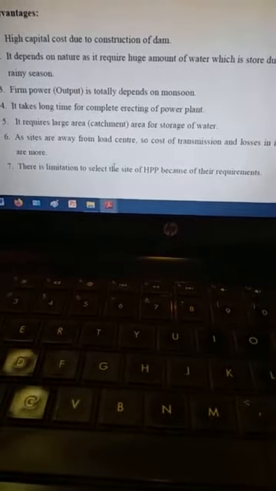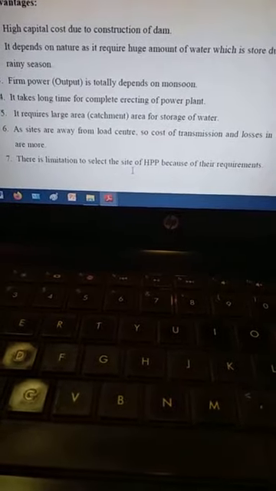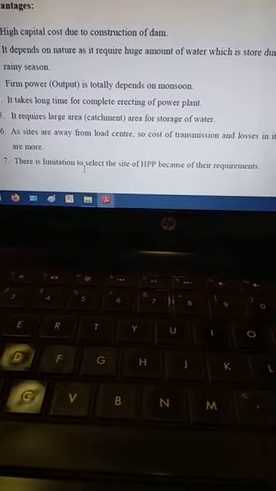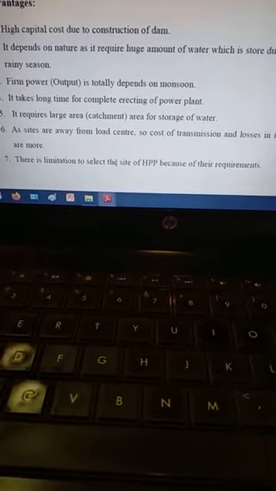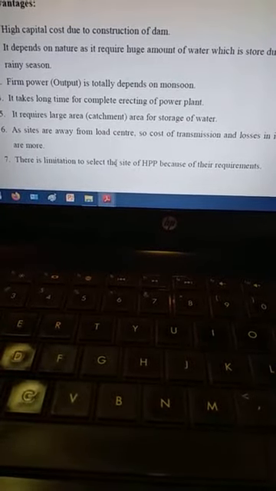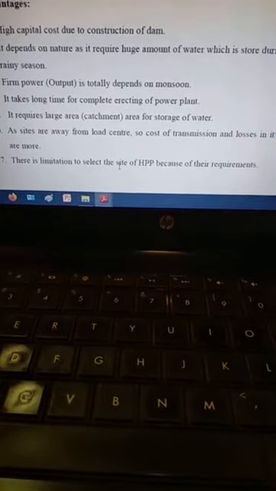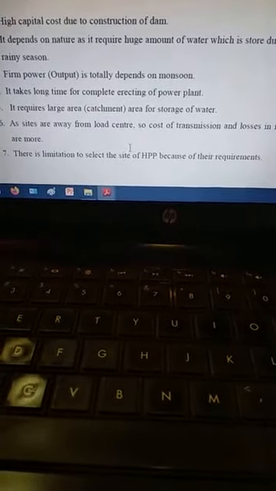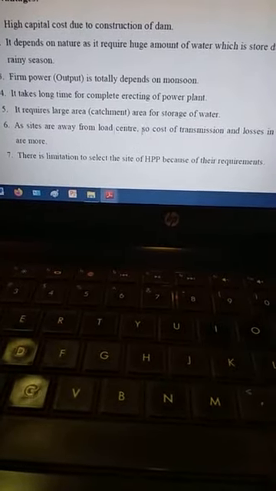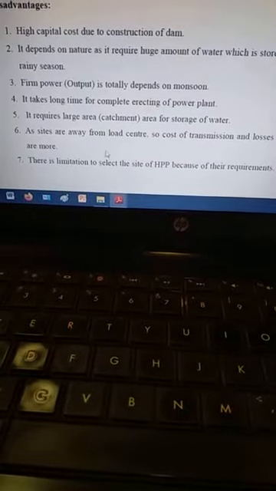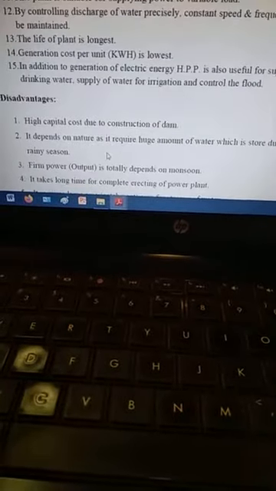If the water source is available far away from the residential area, that means for transmission of electricity you need a large supply of lines. So the supply of electricity will be much costlier than from other power plants. So it totally depends upon the availability of water. These are the disadvantages of hydroelectric power plants. You can easily study from this. These are written in a very simple manner.